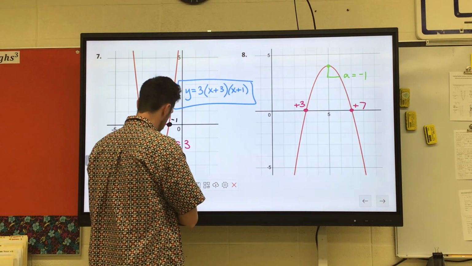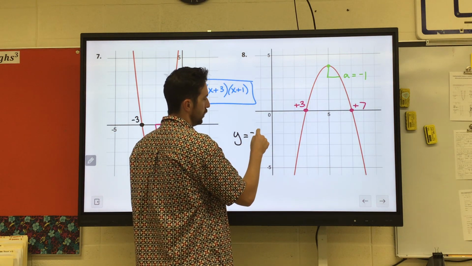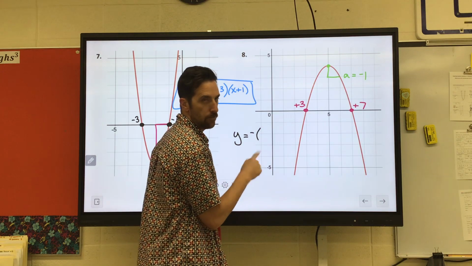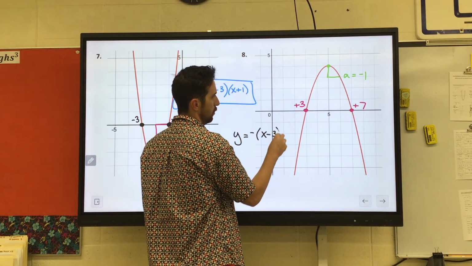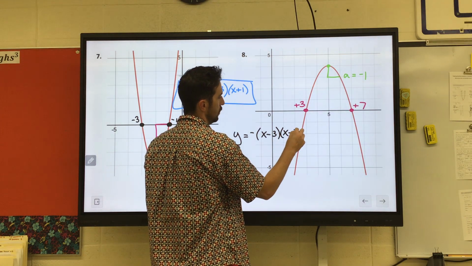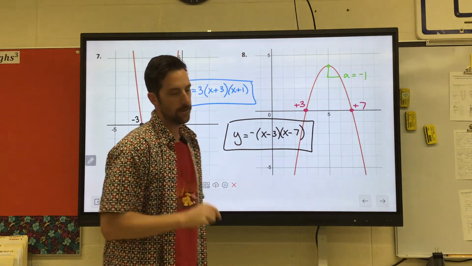We're ready for the equation. Y equals, A is -1, we could just write that as a negative sign out in front. It's +3, so x minus 3. +7, x minus 7. Sadly, we have reached the end of the notes.